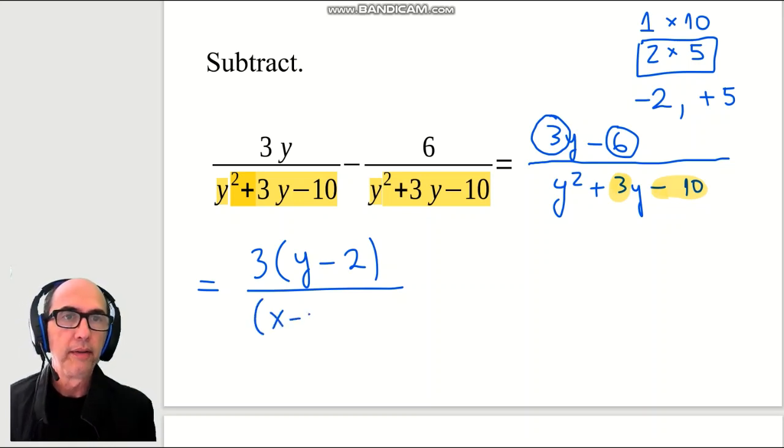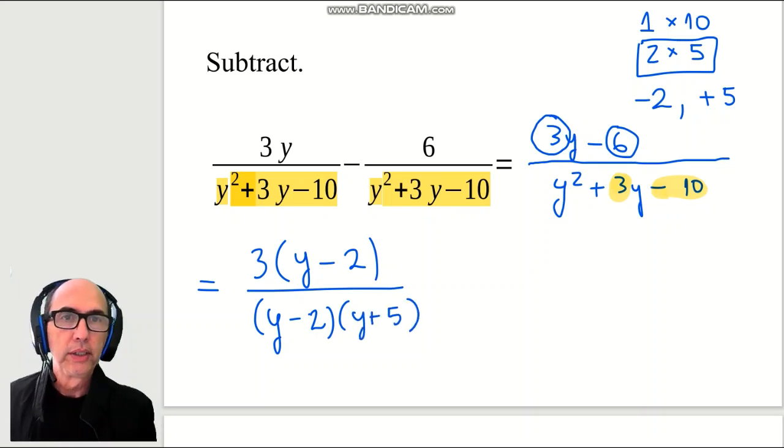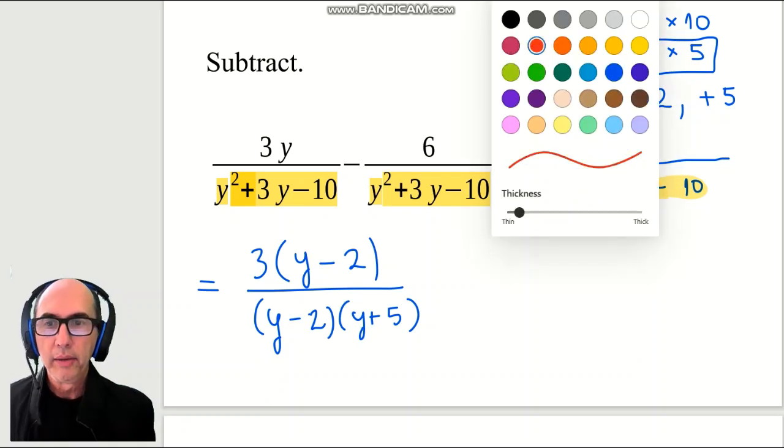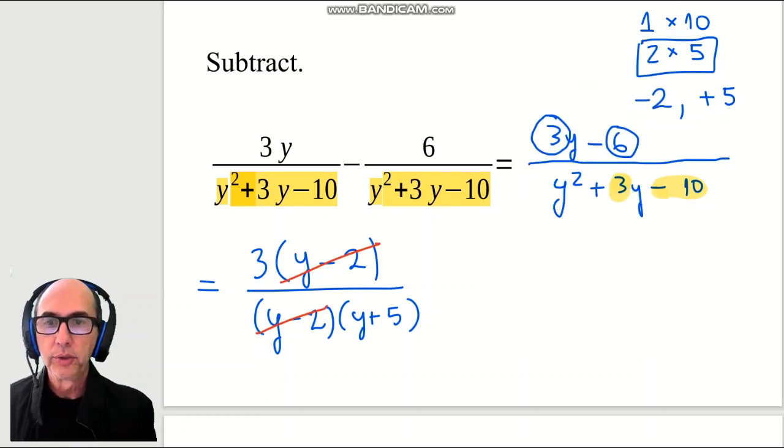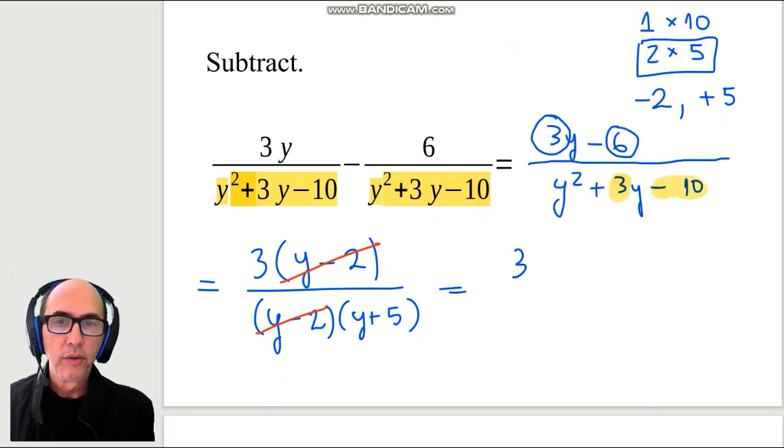Oops, this is y. y minus 2, y plus 5. Perfect, because that allows us to simplify y minus 2 with y minus 2. The final answer will be 3 over y plus 5.